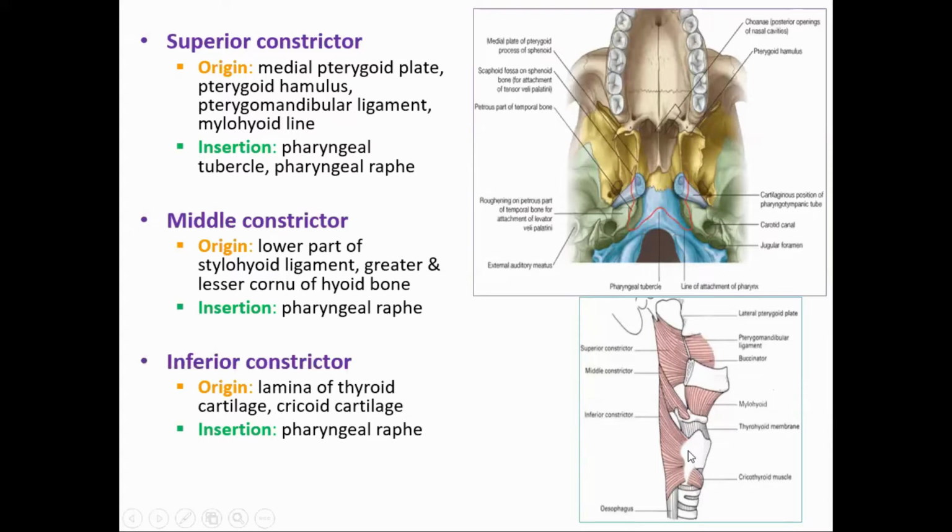Now the inferior constrictor. This inferior constrictor has two parts: the thyropharyngeal part and the cricopharyngeal part, because its origin is from the thyroid cartilage and the cricoid cartilage. Origin is from the lamina of the thyroid cartilage and the cricoid cartilage. Insertion is common, in the pharyngeal raphe. So the inferior constrictor has two parts, thyropharyngeus and cricopharyngeus.